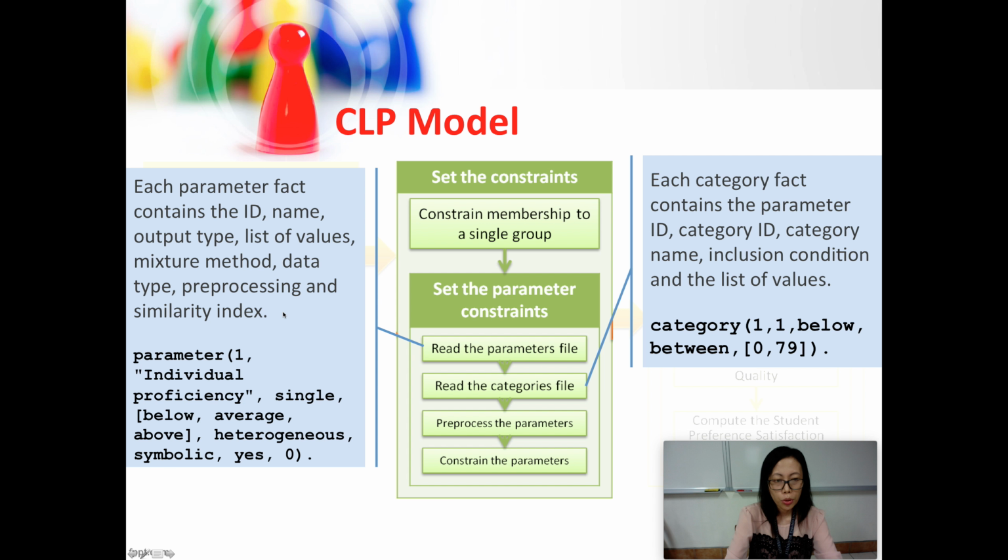Now, after pre-processing, the constraints are set depending on the mixture method and the data type of the parameter. Since there are two data types, symbolic and integer, and two mixture methods, heterogeneous and homogeneous, this means that there are four possible constraints. These are heterogeneous integer, homogeneous integer, heterogeneous symbolic, and homogeneous symbolic. Now the predefined constraints all_EQ and all_different will be imposed accordingly. So all_EQ will be imposed for homogeneous constraints and all_different will be imposed for heterogeneous constraints.